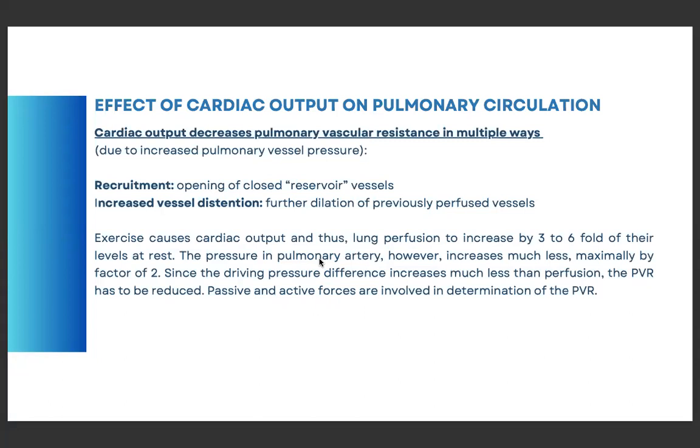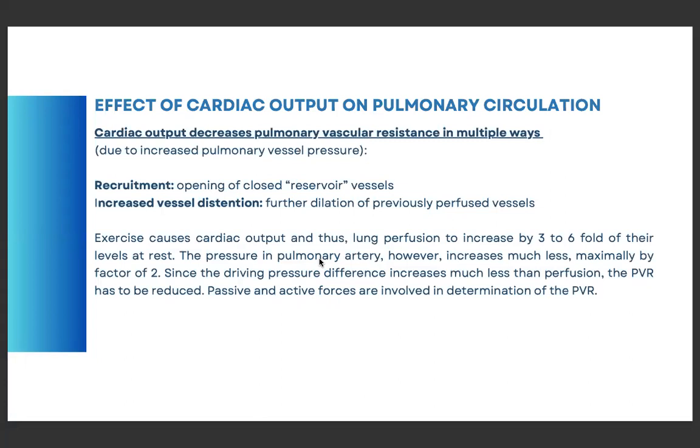So exercise causes increased cardiac output, and thus the lung perfusion increases by 3 to 6 fold of their levels at rest. The pressure in the pulmonary artery, however, increases much less, maximally by a factor of 2. Since the driving pressure difference increases much less than the perfusion, the pulmonary vascular resistance has to be reduced. Passive and active forces are involved in determination of the PVR.